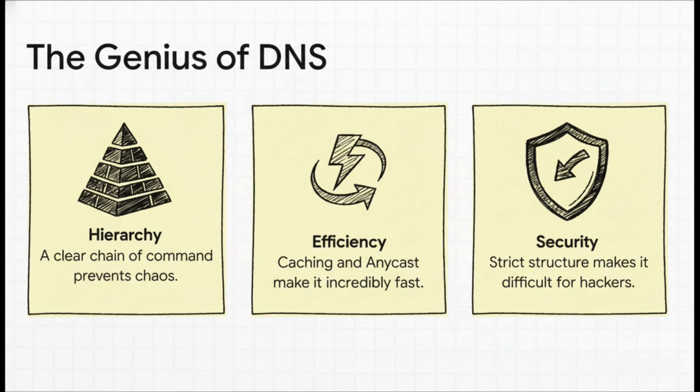The strict hierarchy means there's a clear, reliable path to find any answer, which prevents total chaos. The combination of caching for common requests and Anycast for new ones makes the whole system blazingly fast. And that rigid chain of command makes it much, much harder for bad actors to jump in and send you to some malicious website. It's a system built from the ground up for scale, speed, and security.